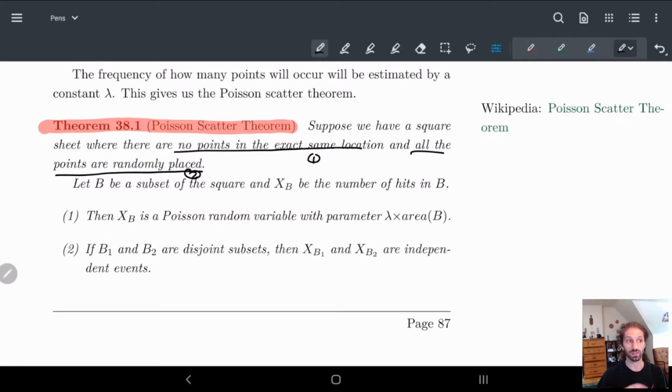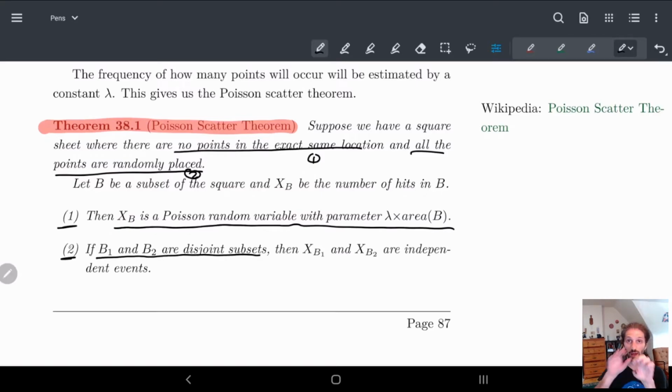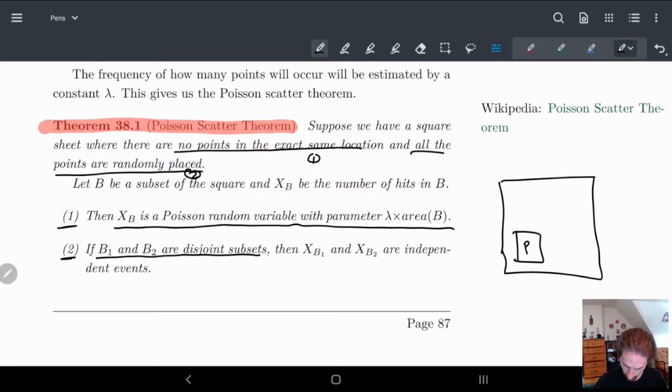Now, if we let B be some subset of the square, and we let XB be the number of hits in B, then 1, we know that XB is a Poisson random variable with parameter lambda times the area of B. Lambda is just some constant. We won't go into it right now. And 2, if B1 and B2 are disjoint subsets, so if we have 2 different regions in the square, B1 here and B2 here, and they don't overlap, then XB1 and XB2 are independent.